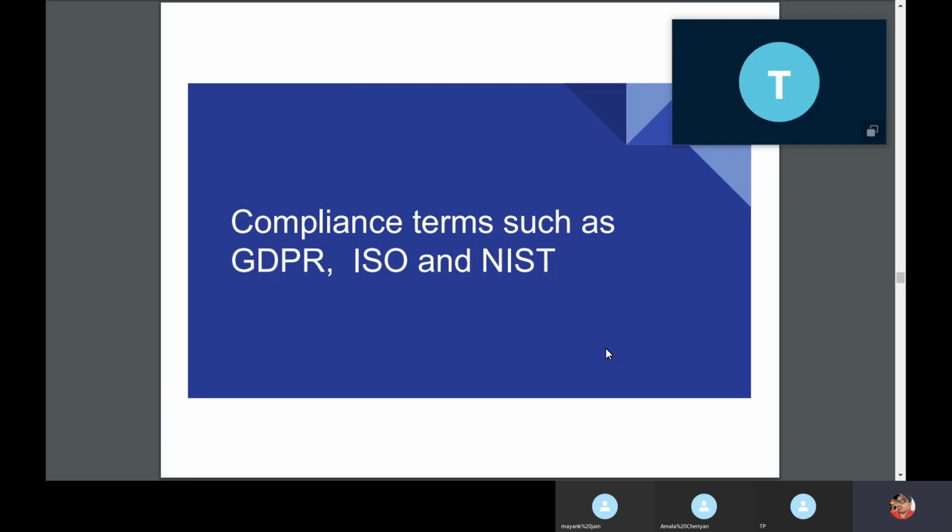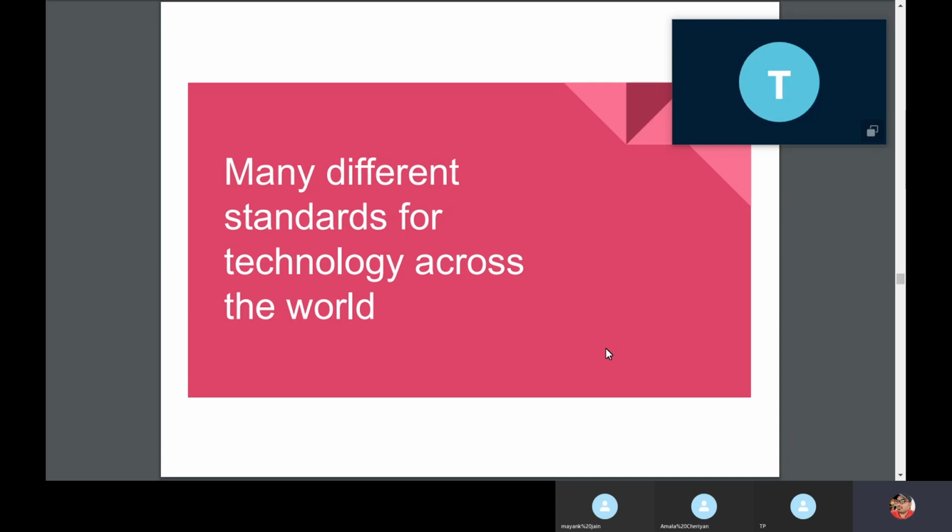Okay, now come to compliance policy. We have a couple of compliance policies: GDPR, ISO, and NIST. GDPR is General Data Protection Regulation, ISO is International Organization for Standardization, and NIST is the National Institute of Standards and Technology. Those are the compliance standards.